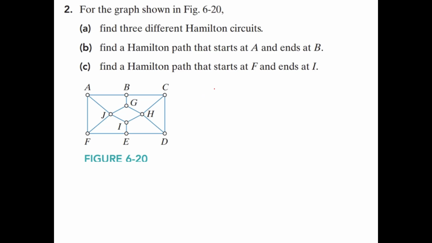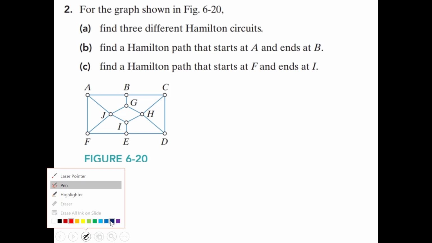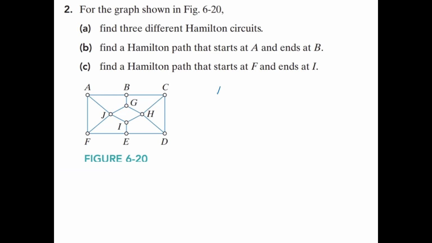Right, so it says find 3 different Hamilton circuits. So if it's a circuit, turns out you can start it anywhere. So we'll just start at A, all right? And then my choices starting at A is I could go to B, or I could start at A and go to J, or I could go to A and start to F. So since we're being asked to find 3 different Hamilton circuits, I'll start them here. Right?